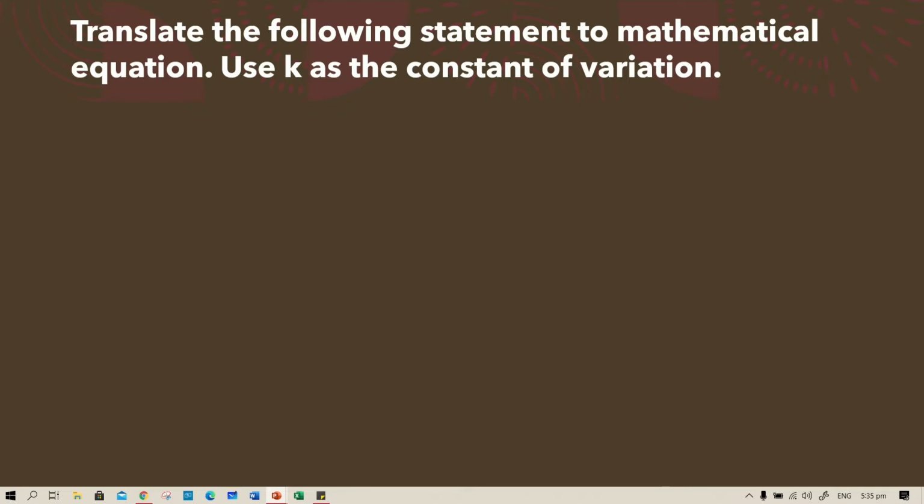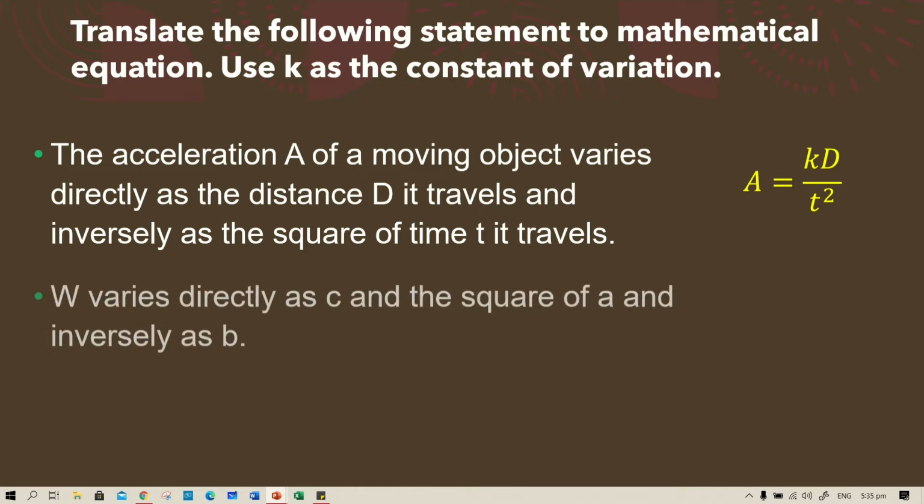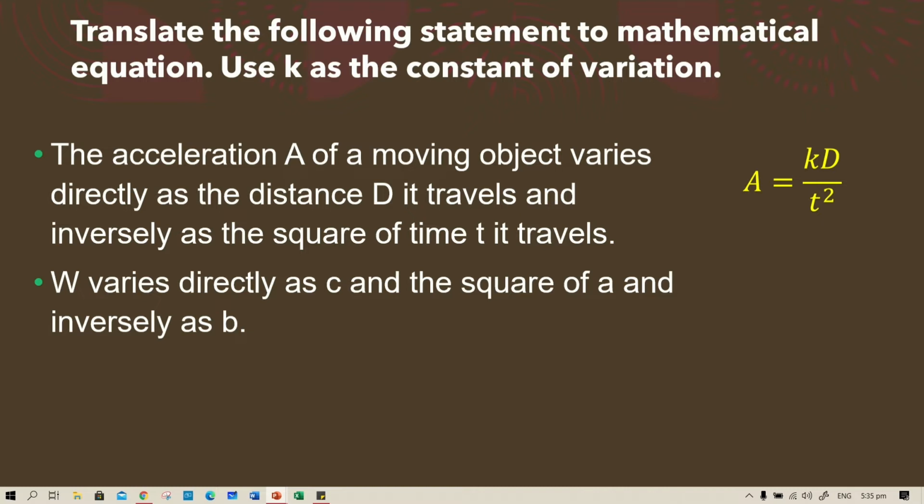Okay, let's have example number 3. Let's transform this to mathematical equation. The acceleration a of a moving object varies directly as the distance d it travels and inversely as the square of time t it travels. The equation here is capital A is equal to K, capital D all over t raised to the second power. Last example, capital W varies directly as C and the square of A and inversely as B. The answer here is capital W is equal to K A squared C all over B.